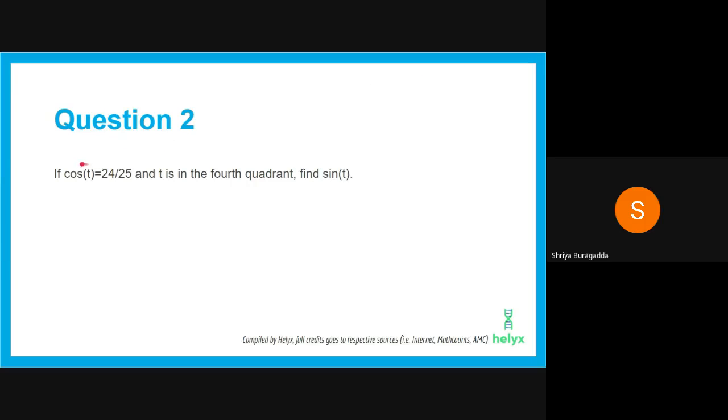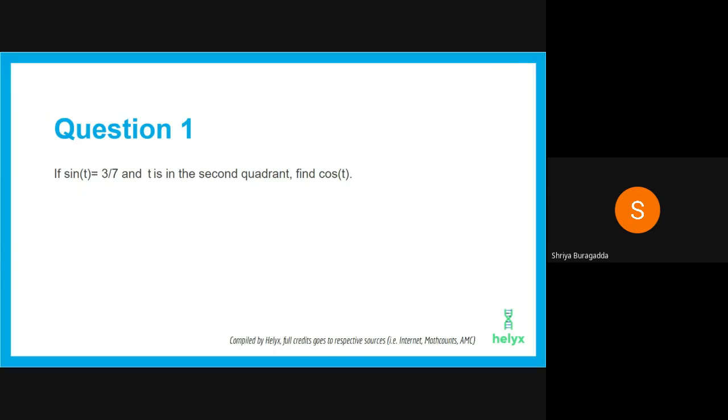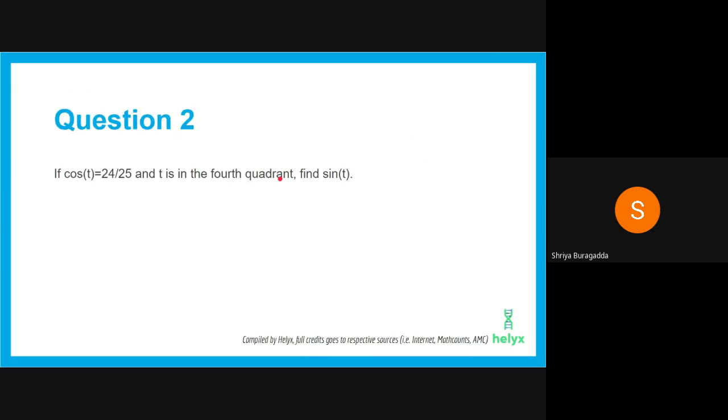Okay, so question 2. Sorry, I was just making sure that it said that t was in the second quadrant. Okay, if the cosine of t is 24/25 and t is in the fourth quadrant, find the sine of angle t. Do it just like we did the last question. It should be easy now, so I'm going to give you guys 2 minutes on this one. And don't just write your answer in the Google form, do write it in chat so we know if you need help, because we can't see what you're writing in the Google form.